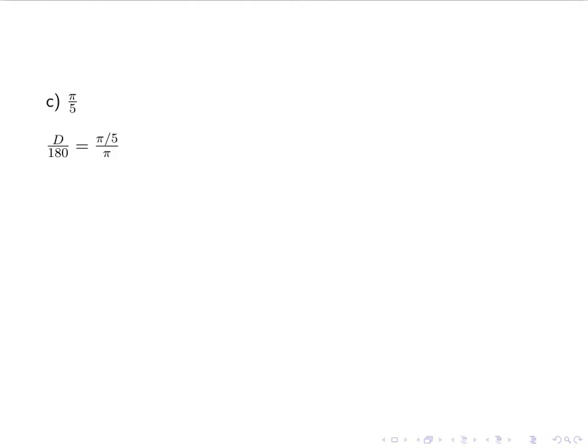Pi over 5. So again, I'll plug it in for R. My pi's cancel, and I'm left with D over 180 equals 1 over 5. So don't forget that 5 in the numerator is really in the denominator. So pi over 5 over pi isn't 5, but 1 over 5. Multiply both sides by 180, and I get a really lovely 36 degrees.